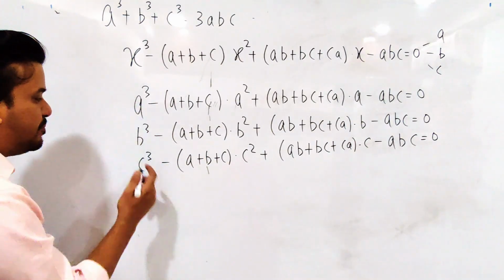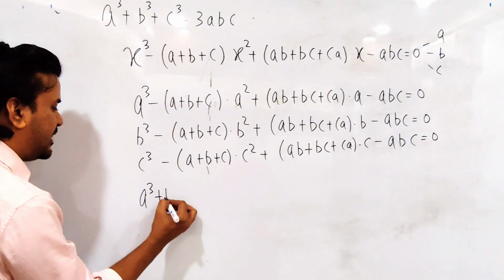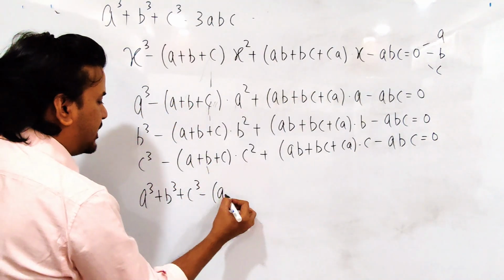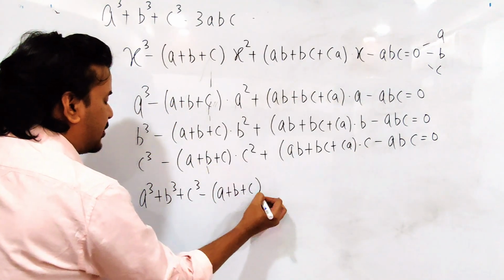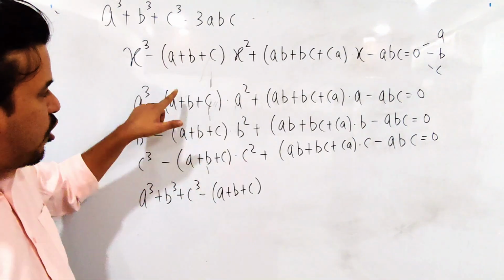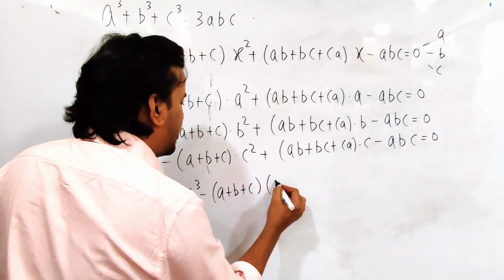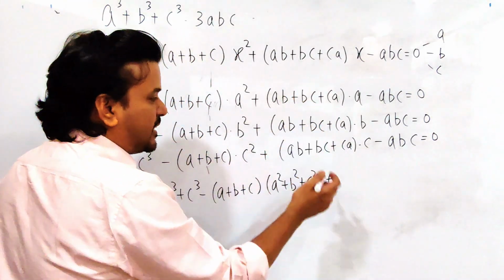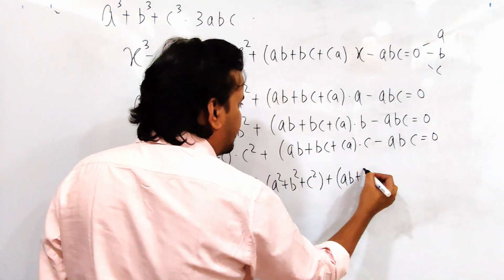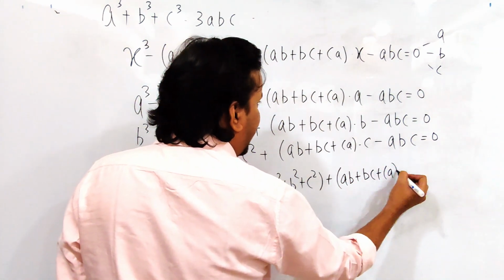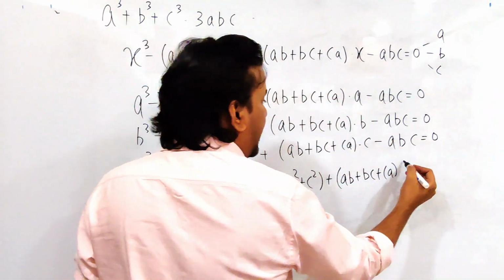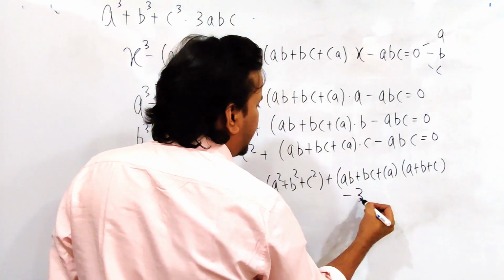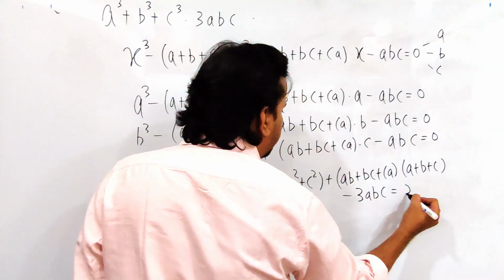What we need to do now is just add all the three equations and hopefully we are done. You can all see this is A cube plus B cube plus C cube, right? Minus (A plus B plus C) will be common from these three terms, and remaining is A square plus B square plus C square. Plus you can see AB plus BC plus CA is common, and then again this is going to be A plus B plus C, and what is the last term? Minus ABC minus 3ABC equals 0.